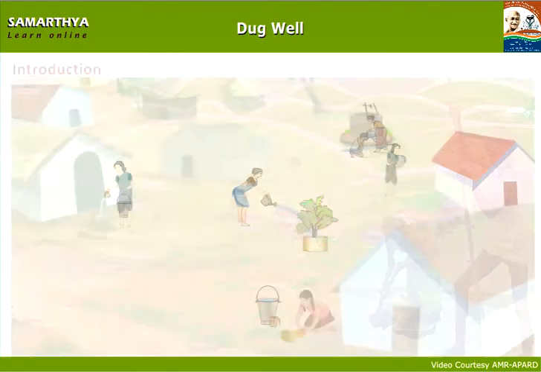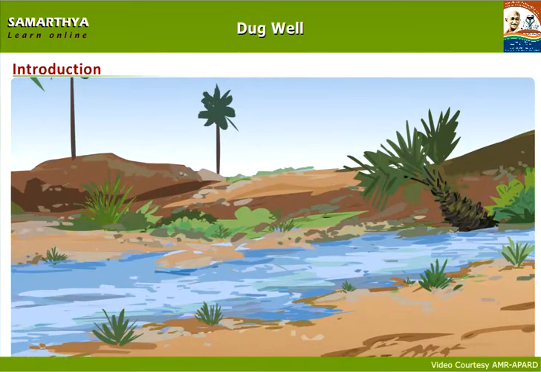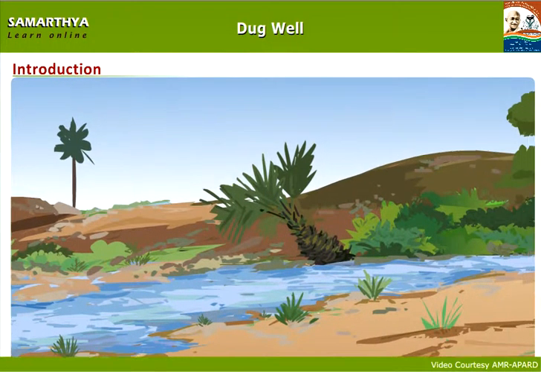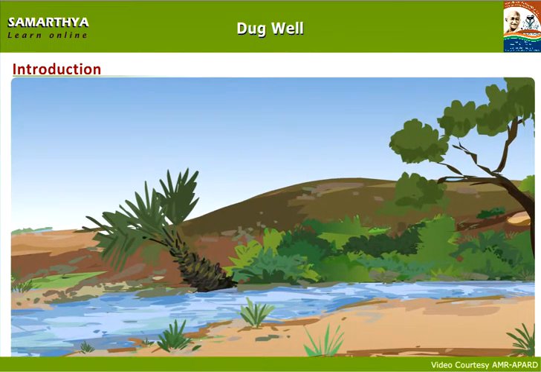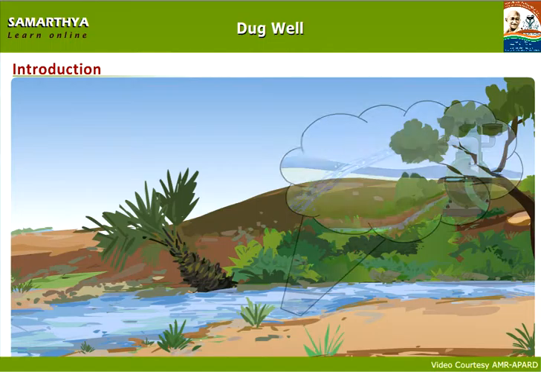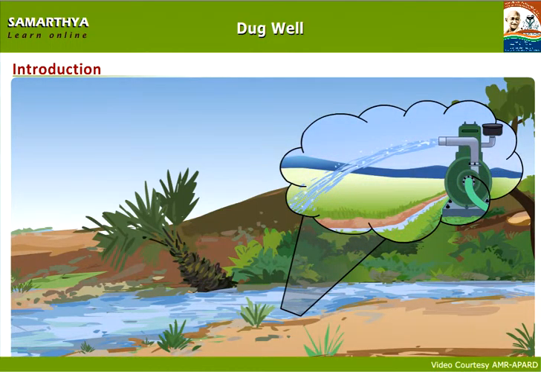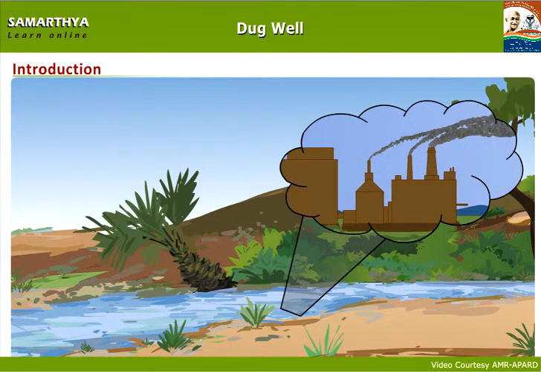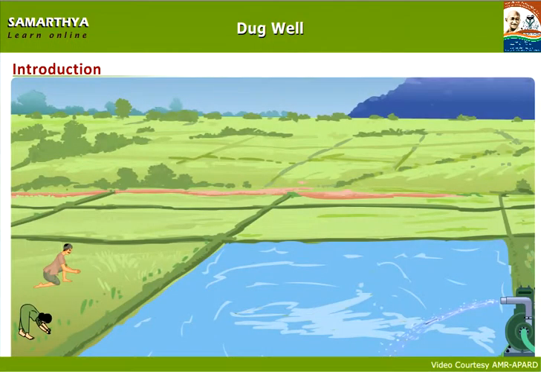Introduction. Water is the most important resource in our basic needs. Significantly, water is used for drinking, for irrigation, for many usages in industries. In our state, in many places, farmers are relying on groundwater for irrigation.